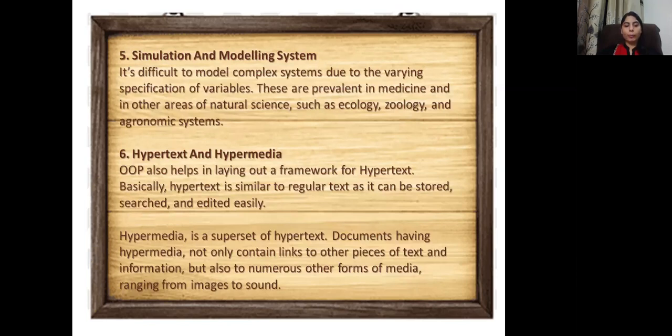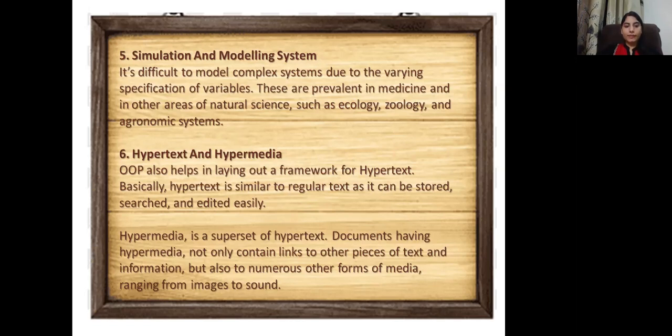Fifth point is simulation and modeling systems. It's difficult to model complex systems due to the varying specification of the variables. These are prevalent in medicine and in other areas of natural science such as ecology, zoology, and agronomic systems. Simulating complex systems requires modeling and understanding interactions explicitly. Object-oriented programming provides an alternative approach for simplifying these complex modeling systems.